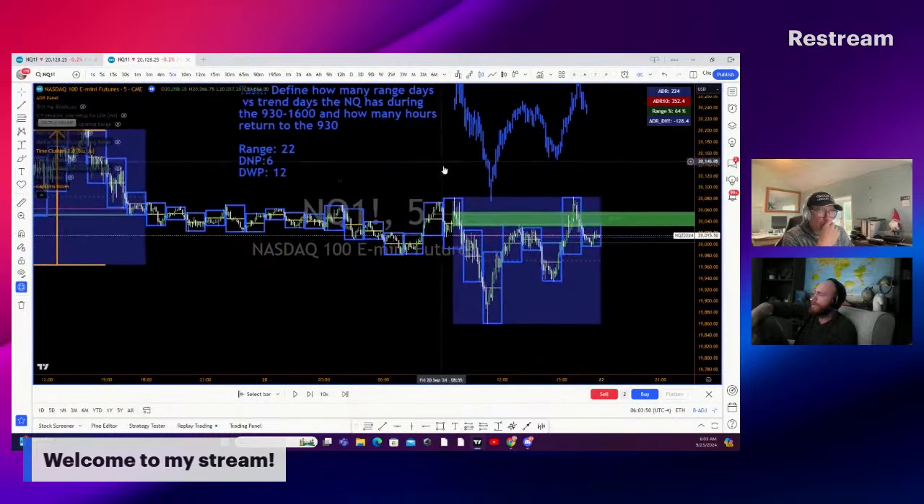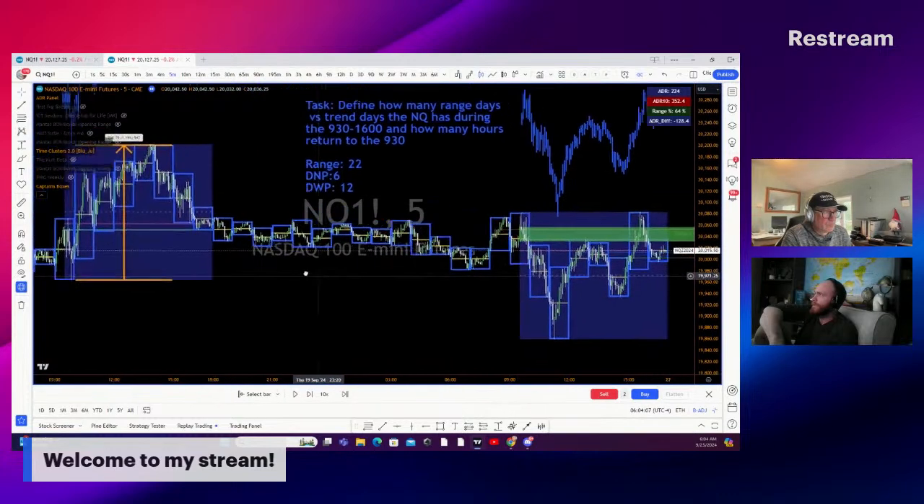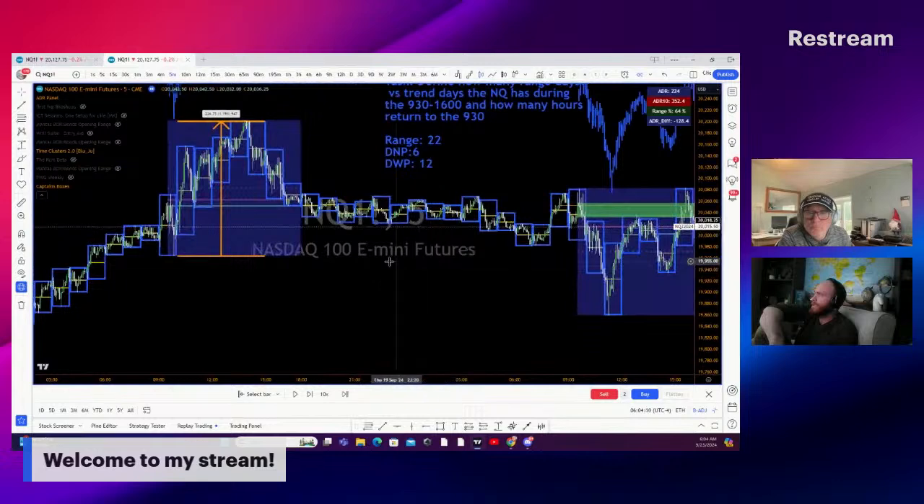All right, so let's go on. We see right here, this is a 930 candle. It touches 1, 2, 3, 4, 5 of the 8 hours. This is a directional with pullback because we swing high, we swing low, we swing high. That would be considered either range or DWP. This is what you guys saw the last one.